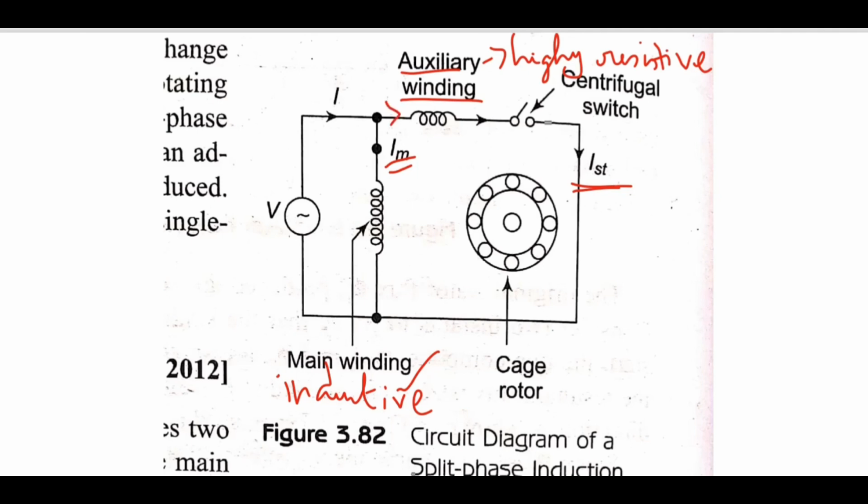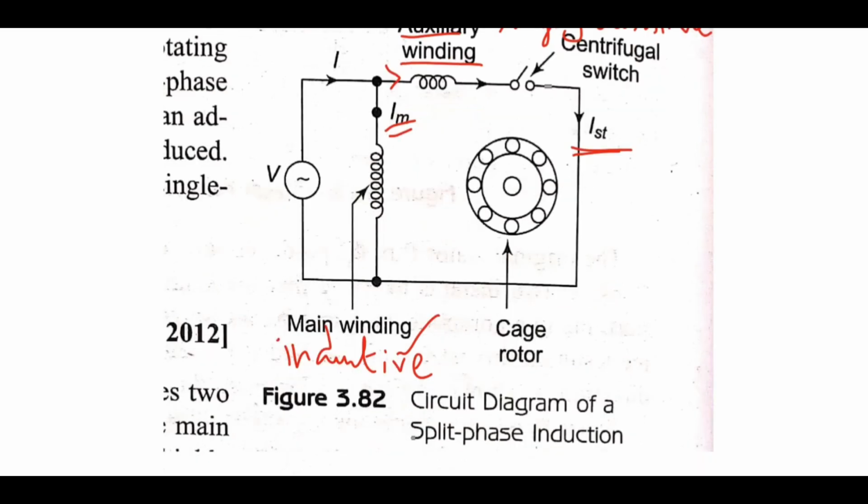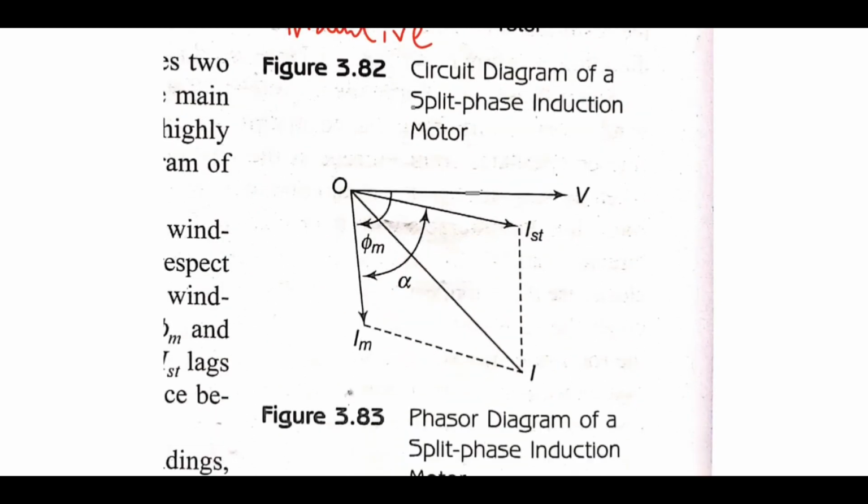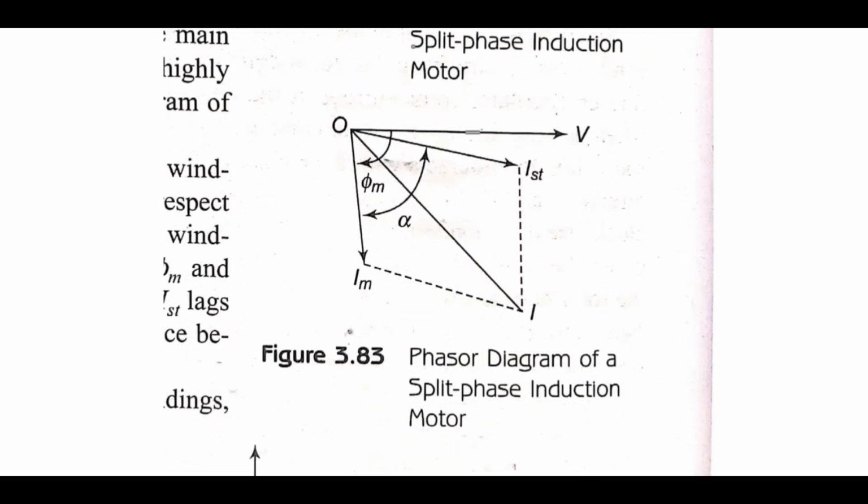Now the phasor diagram of these currents with respect to the supply voltage, the phasor diagram of a split phase induction motor. Make the supply voltage the zero reference, so draw the x-axis as V. Since the main winding is highly inductive, the current Im lags V by some angle, which we can mention as phi m.